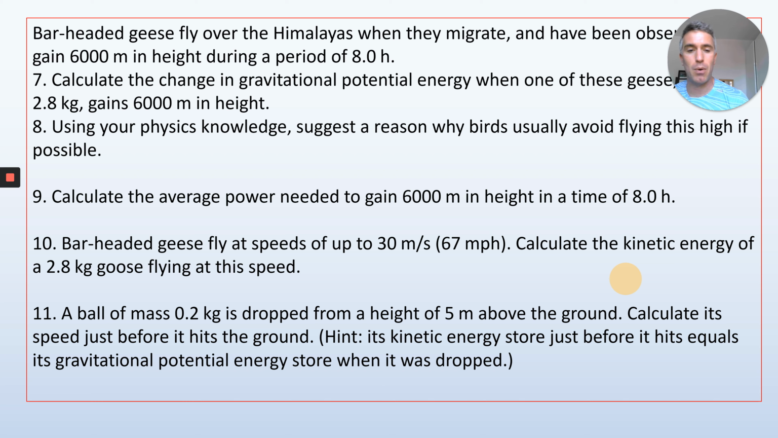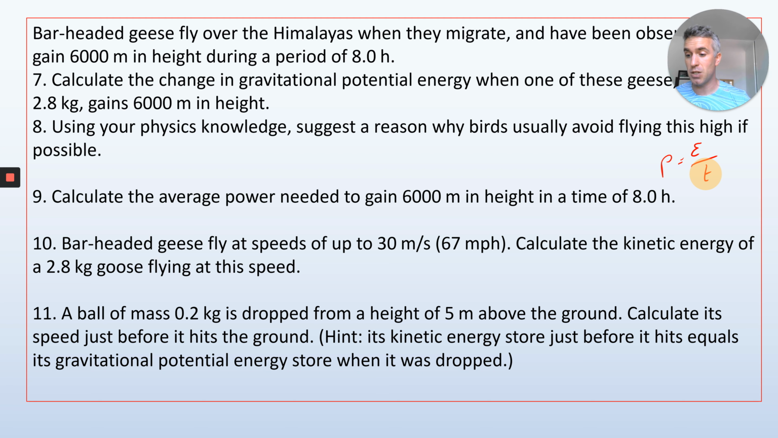Calculate the average power. Remember, power, P, is equal to energy over time. You've worked out the energy to get you there. Work out the power, and then do it for 8 hours. Remember, time must be in seconds. The bar-headed geese fly at speeds of 30 meters per second, 67 miles an hour. Wow. If you got hit by a goose, you'd be in a bad way. Calculate the kinetic energy of a goose flying at this speed. Remember, the kinetic energy equation, we did it in the starter, shouldn't be too much of an issue for you.